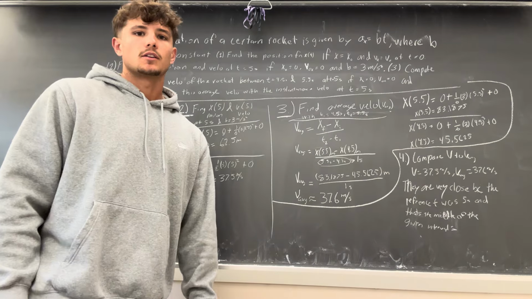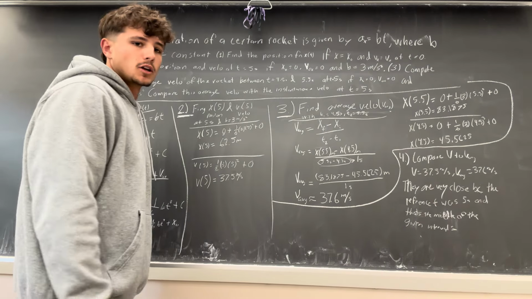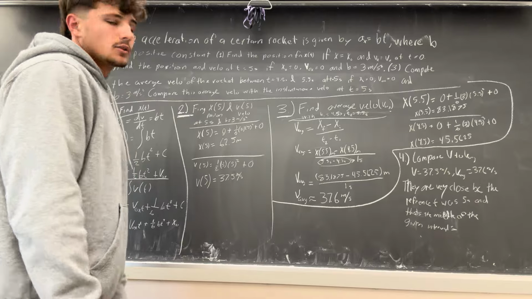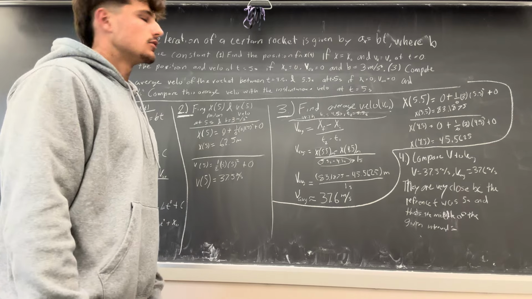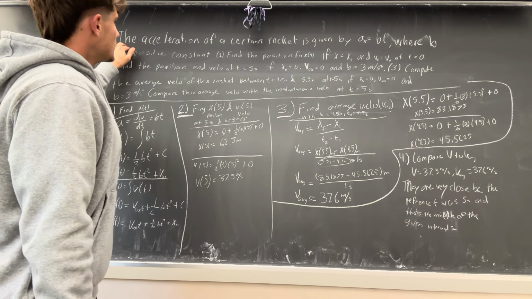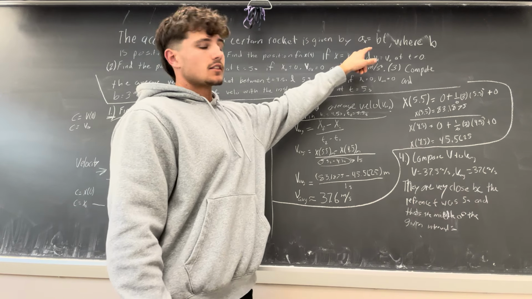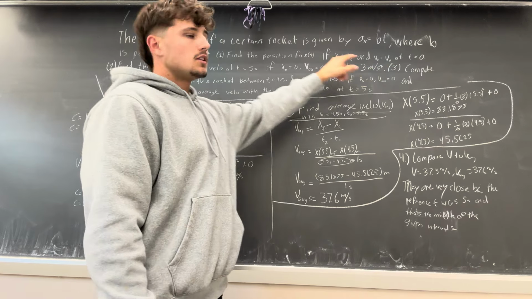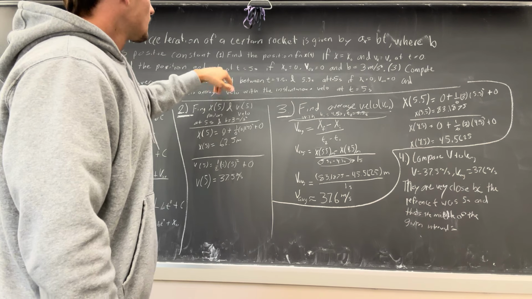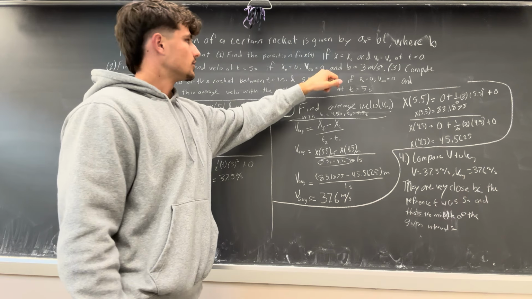My name is Becnel, and I'll be explaining a word problem related to acceleration, position, and velocity. The acceleration of a certain rocket is given by a_x equals b t, where b is a positive constant. Step 1, find the position function.